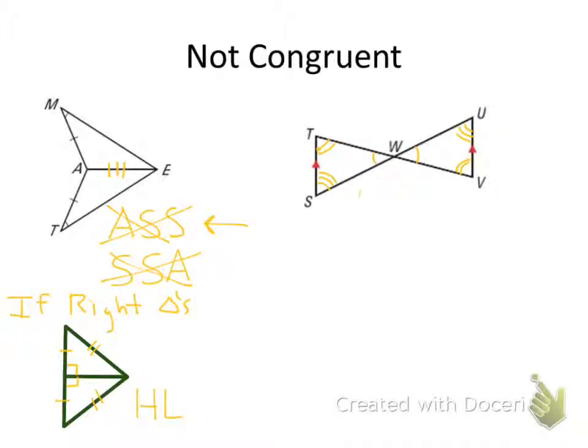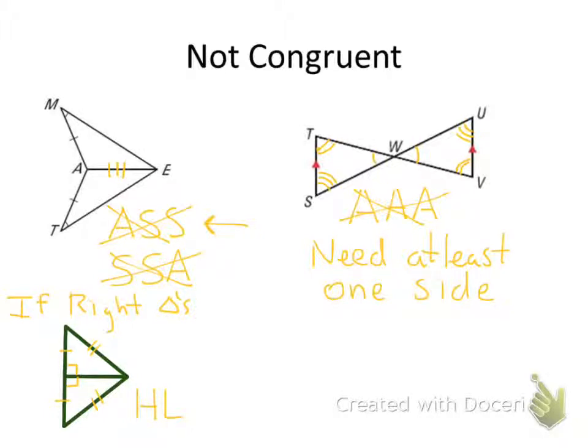So if I listed it out, I'd say angle, angle, angle. This one is not congruent either. This one does not work. We need at least one side. If you go back and look at the list of all the ones that work, they all have at least one side. And you could think of that side that matches up, whatever it would be, would guarantee that the shape is set.